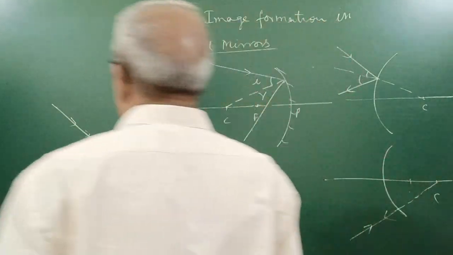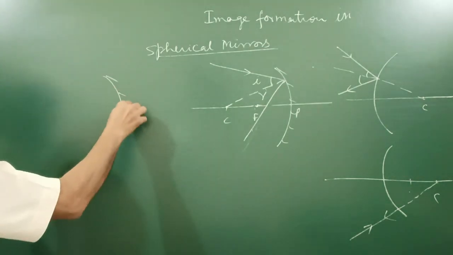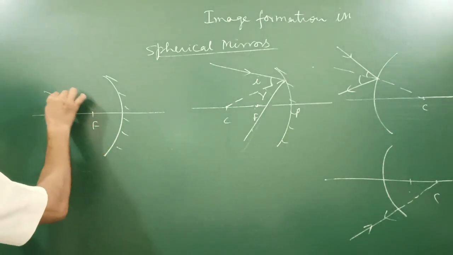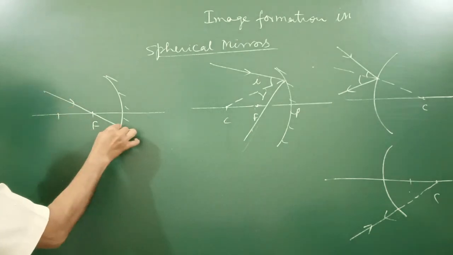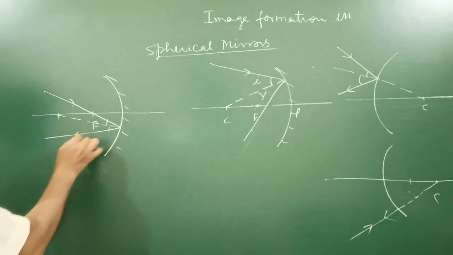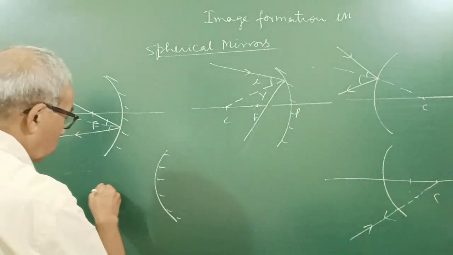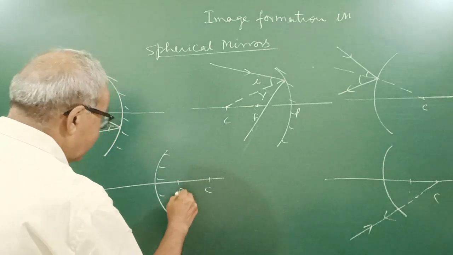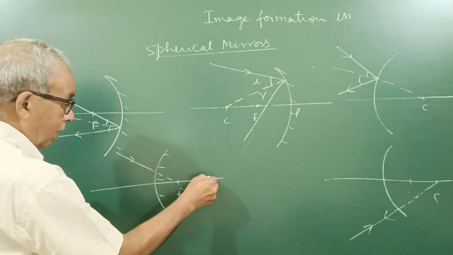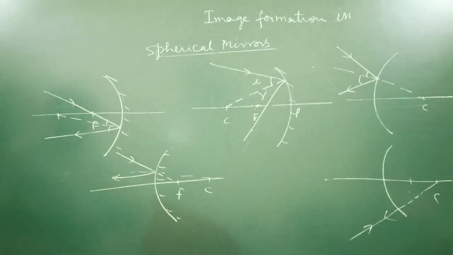Now another point here. If a ray passes through the focus, suppose it falls like this, it becomes parallel, because the angle of incidence will be here, and I equal to R, so it becomes parallel. Similarly, in a convex mirror, this is C and this is F, and a ray appears to come and fall at the focus. So by the angle of incidence, it becomes parallel to the principal axis after reflection.